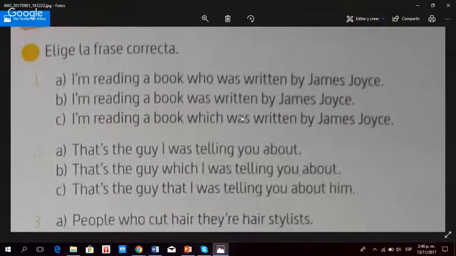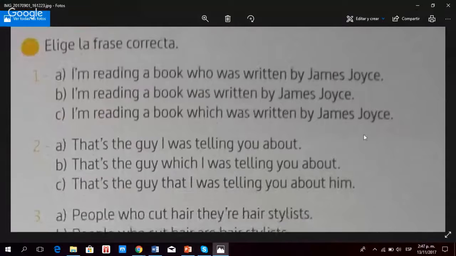Okay, you're going to choose the right sentence. I'm reading a book who has written by James Joyce. I'm reading a book was written. I'm reading a book which was written by James Joyce. I think it's "which."